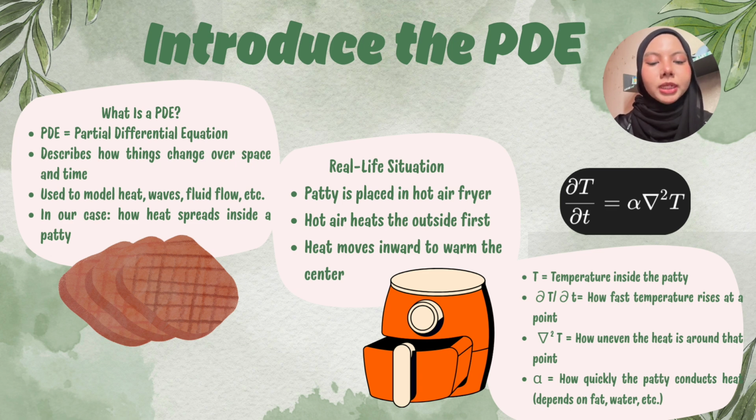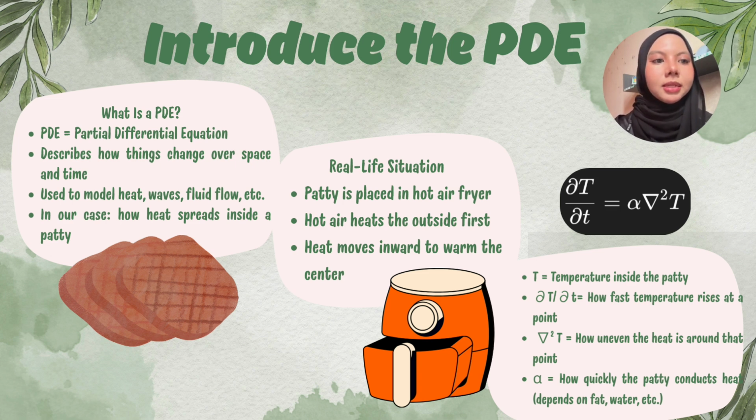To relate with a real life situation, firstly the patty is placed in a hot air fryer and then the hot air will heat up the outside first, and after some time the heat will move inward to warm the center of the patty. And the equation given will be dT over dt equals alpha nabla squared T.